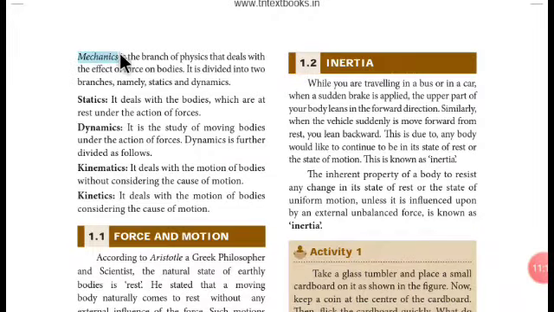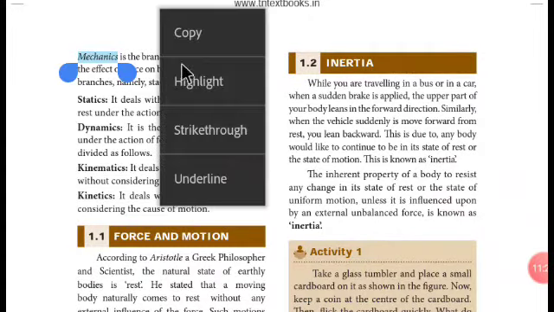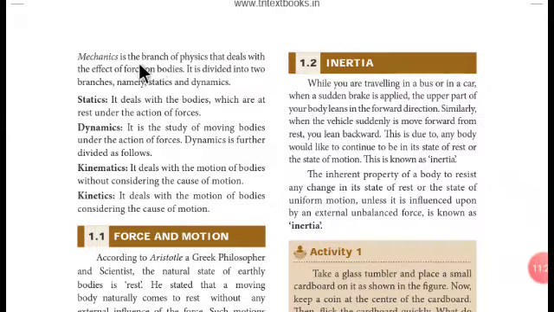Mechanics, you must know this word very well. You must understand what this word says. Mechanics is the branch of physics that deals with the effect of force on bodies. Take the case of a ball that we are pushing. What is the effect that the force is causing on the ball? This study is called mechanics. So mechanics is divided into two branches, namely statics and dynamics.